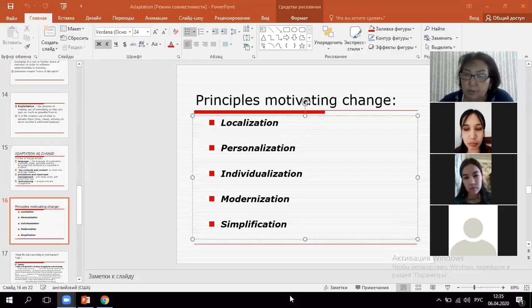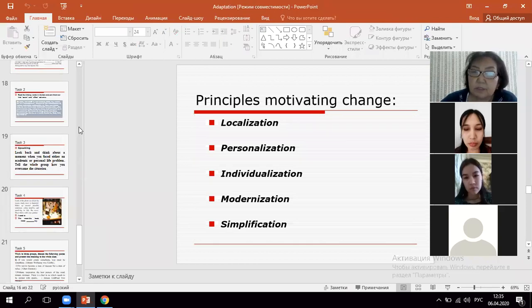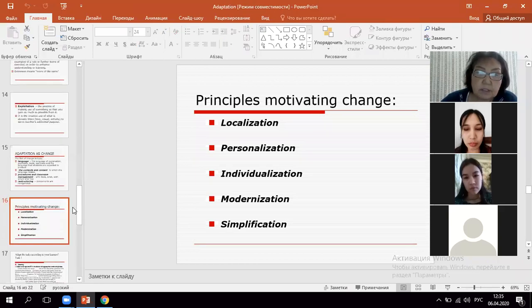Simplification principle. So simplifying according to our learners' level. Simplifying the material. So while changing the material, we should follow these principles. So these are in brief about adaptation.